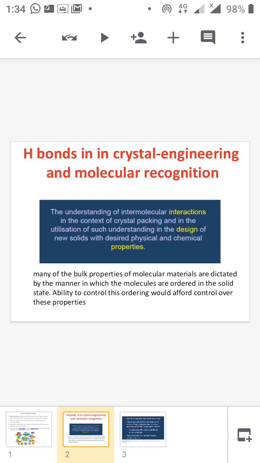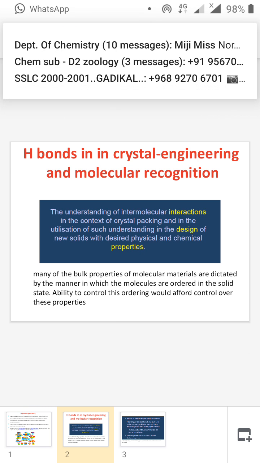So what is the role of hydrogen bonding in crystal engineering and molecular recognition in supramolecular chemistry? Many of the properties of molecular materials are determined by the manner in which the molecules are ordered in the solid state. If we have the ability to control this ordering, it would afford control over their properties. This requires understanding of intermolecular interactions in the context of crystal packing, and utilizing such understanding in the design of new solids with desired physical and chemical properties.